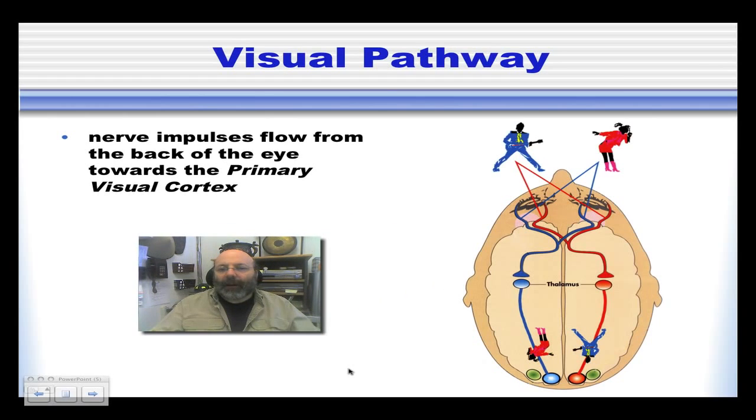Okay, let's take a look then at that visual pathway. And this diagram on the right does a pretty good job of showing this. Basically, nerve impulses are going to flow from the back of the eye towards the primary visual cortex. And in this diagram, you can see that things that you see on your right field of vision are actually going to be sent to your left hemisphere, to the left side of your brain. Okay, so they'll end up in the left hemisphere, the left primary visual cortex of your occipital lobe. And then things that you see on the left-hand side will actually go to the right side of your brain.